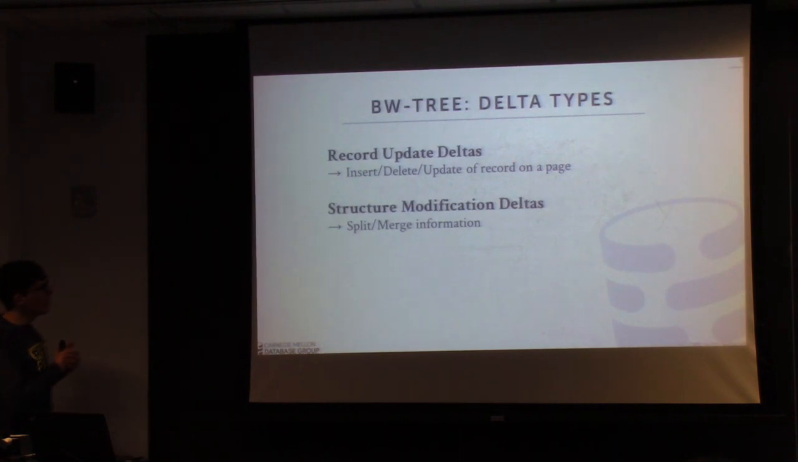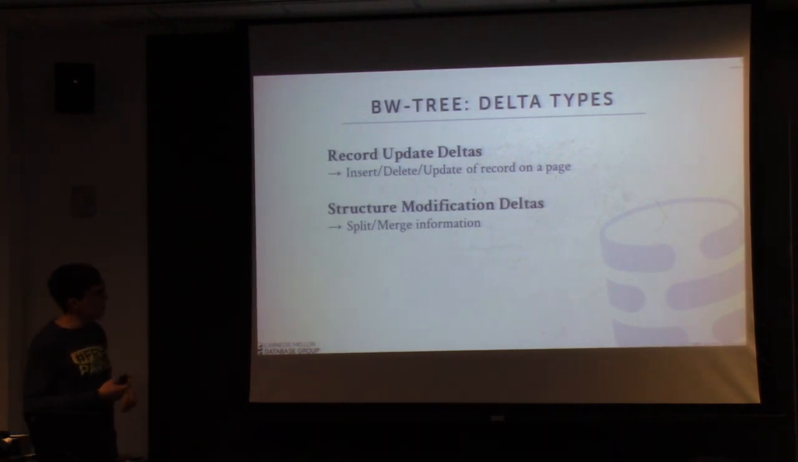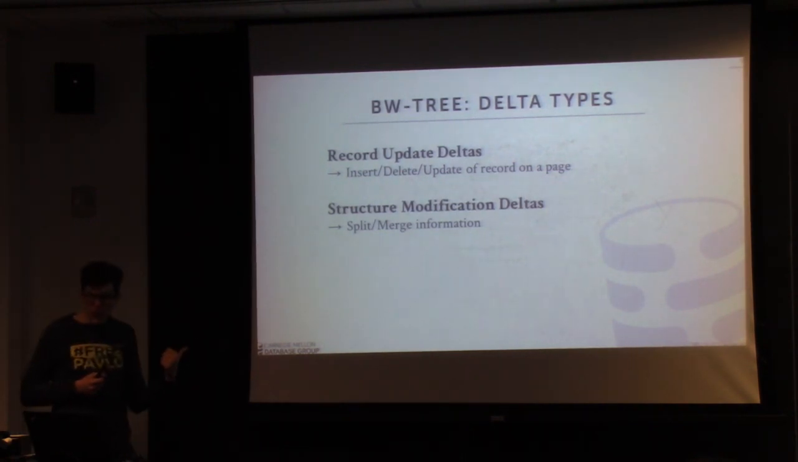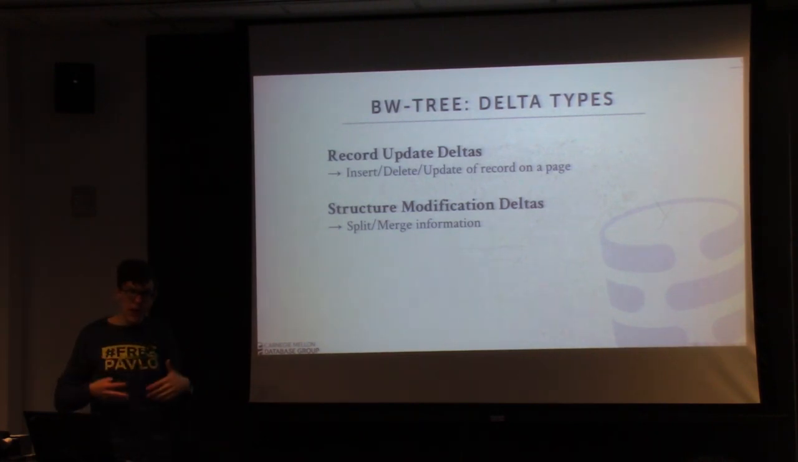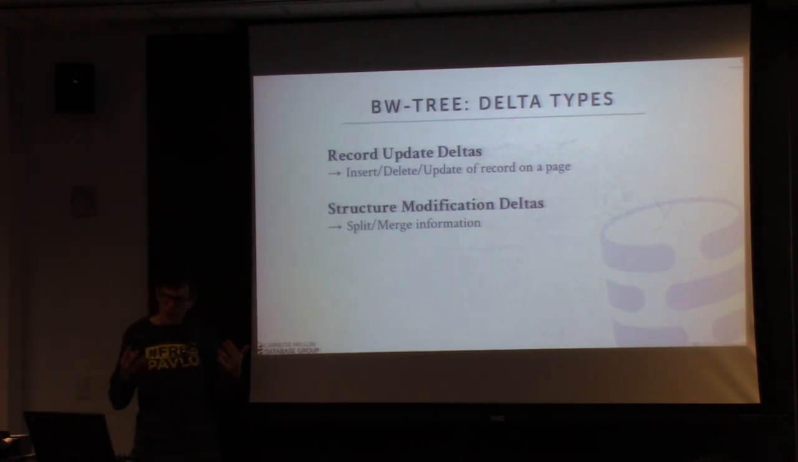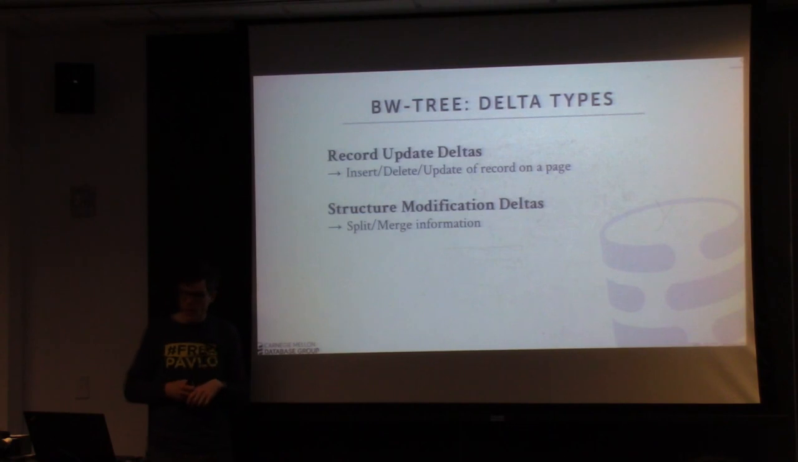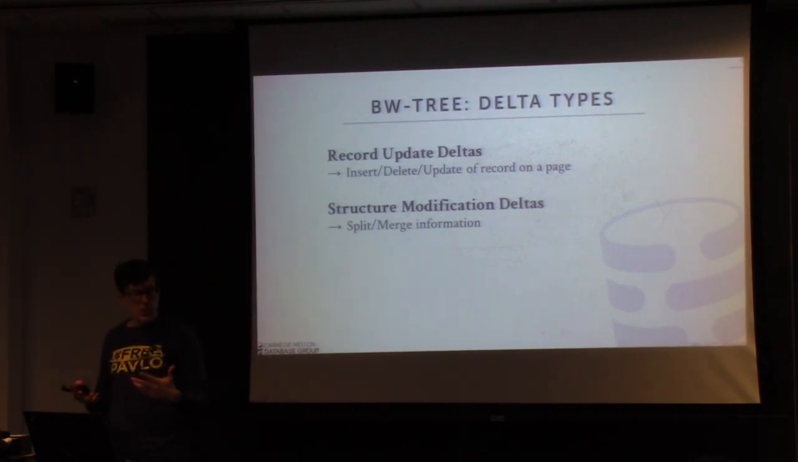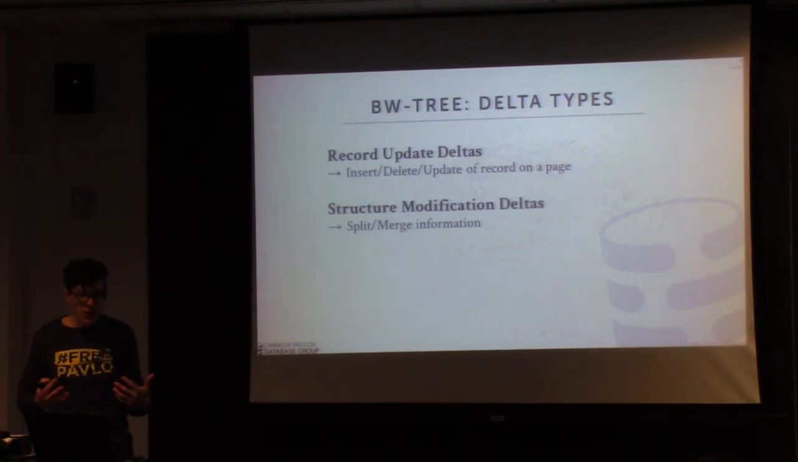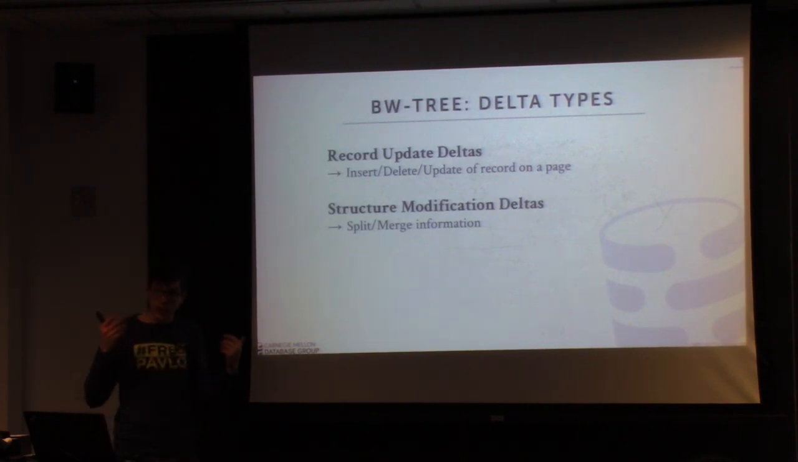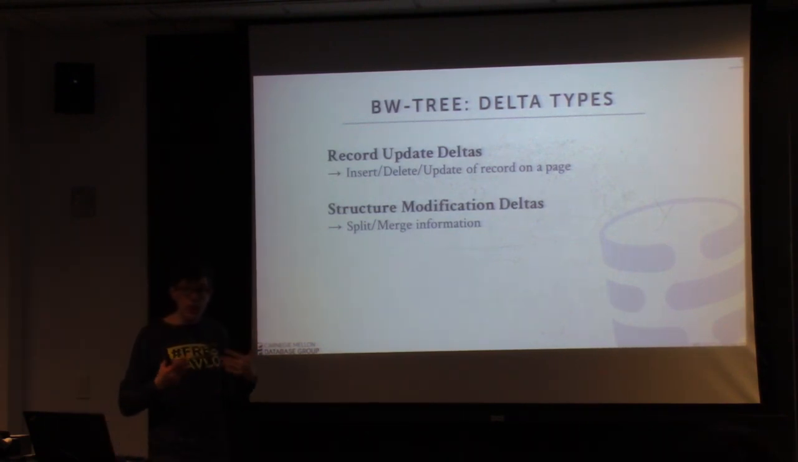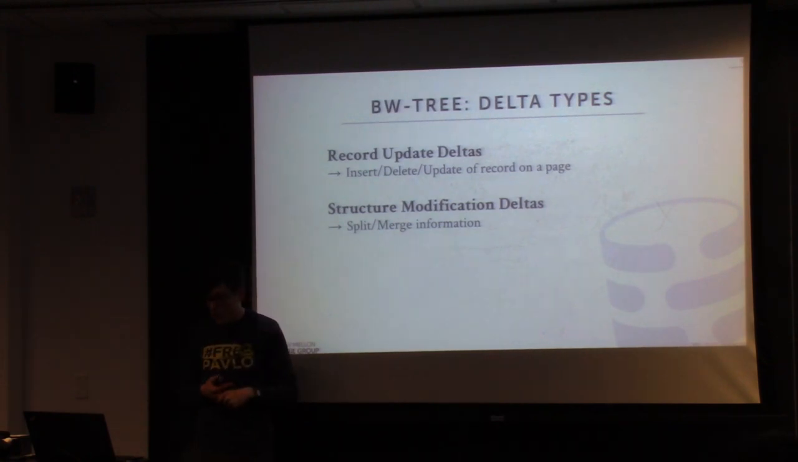So there's basically two types of delta records we're going to have. The ones I've shown so far are the standard insert, update, deletes, and this is pretty straightforward to understand. But then we'll see in a second how you can do special delta records to deal with structure modifications. Again, this is a B plus tree-like index, so we have to be able to do the split merges that you would normally do in a regular B plus tree.